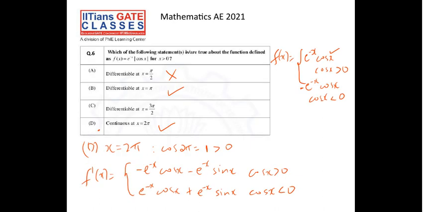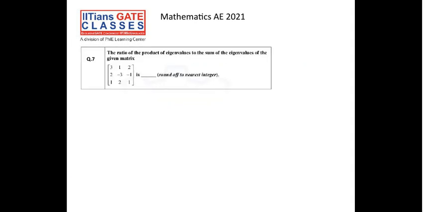Hence, at x equal to 3 pi by 2 also, the function is not differentiable. So this statement is also false. So option B and option D are correct. Since this is an MSQ, option B and option D both form the right answer. Moving on to the next question.